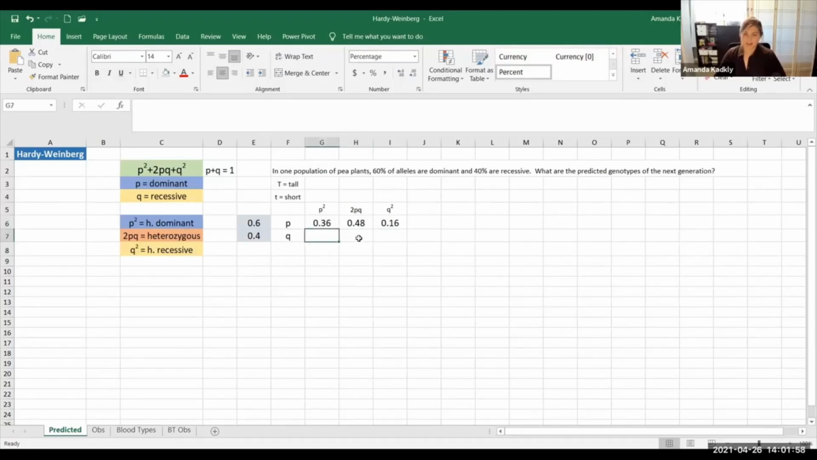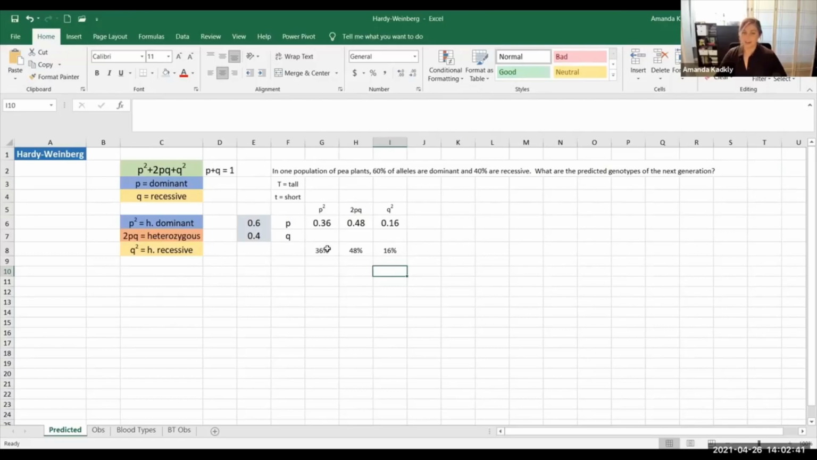These parts of this equation just represent these genotypes here, and we can convert that into percentages. So that's basically 36%, 48%, and 16%. So in the next generation, 36% should be homozygous dominant, 48% should be heterozygous, and 16% should be homozygous recessive individuals. That is what we would get if the population was not changing in any way.